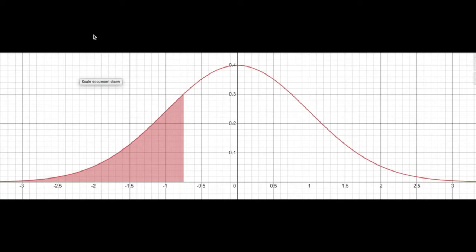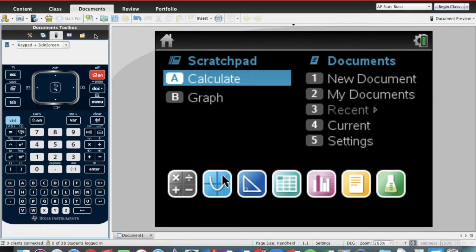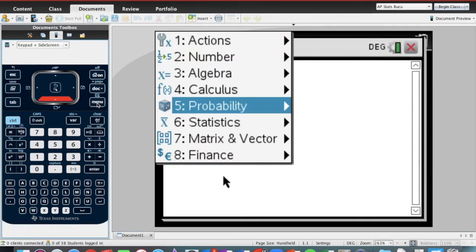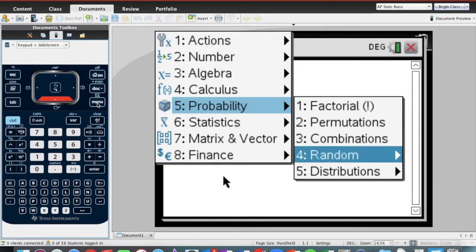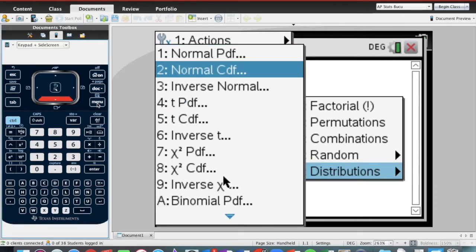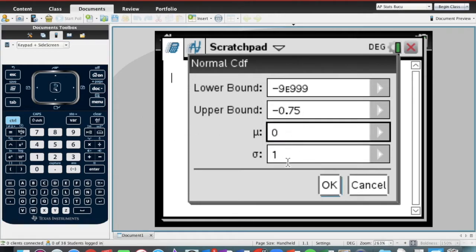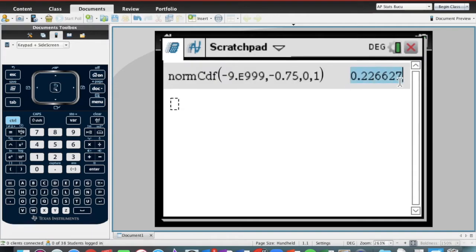Here is the graph of that normal distribution with the area shaded that represents a z-score of less than negative 0.75. And this would be the calculator way of how to determine that. Start with calculate, menu, probability, distribution, normal CDF. Keep your lower bound at negative 9s, as I like to call it. Upper bound negative 0.75. Mean of 0, standard deviation of 1. This gives us the same probability value that we had from the table.